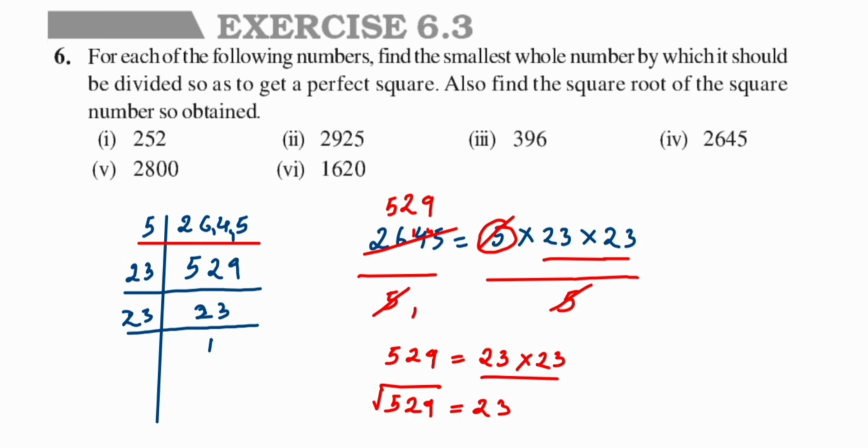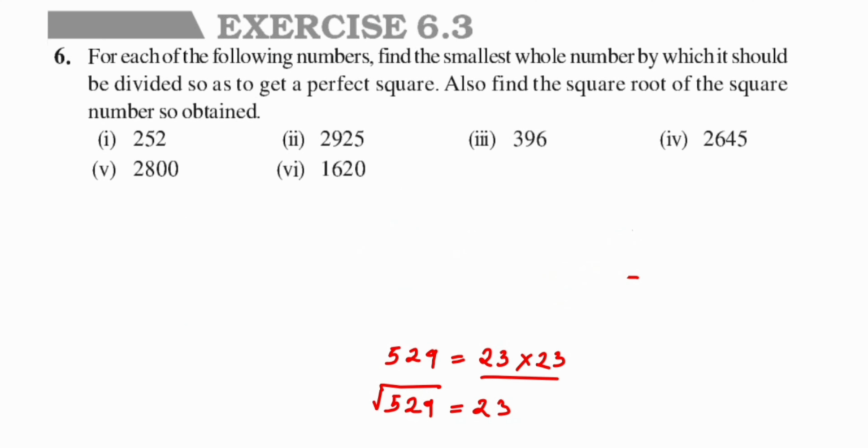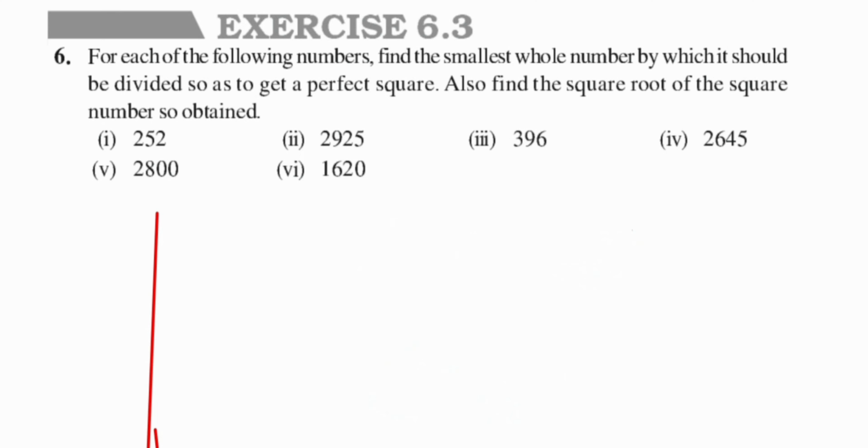That's it. Now let's go on to the next one, which is the fifth question, and we have 2800 for the fifth one. Now 2800 is again an even number. We're going to do a prime factorization. It will be a bit lengthy one. It's a huge number. So I'm going to begin with 2.